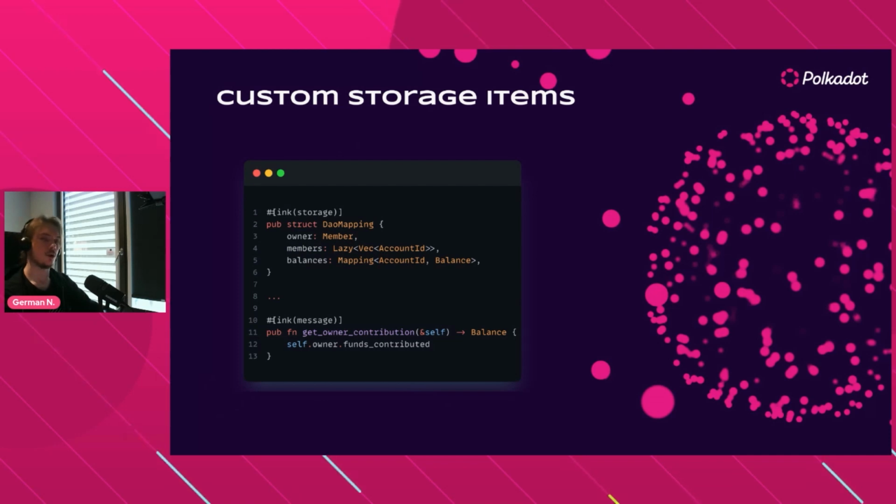Now let's modify our DAO mapping example. Let's say for our elected owner, the leader, we now want to store on-chain data like name, email, and funds contributed, so all the members of the DAO know its leader or owner. And now let's add another message to retrieve the number of funds contributed by the owner. Again, we can do it as simply as accessing the struct from the storage and accessing the given field.